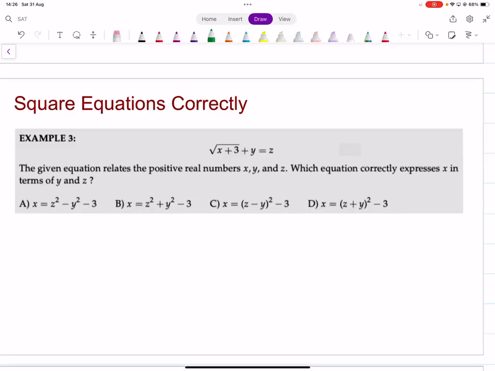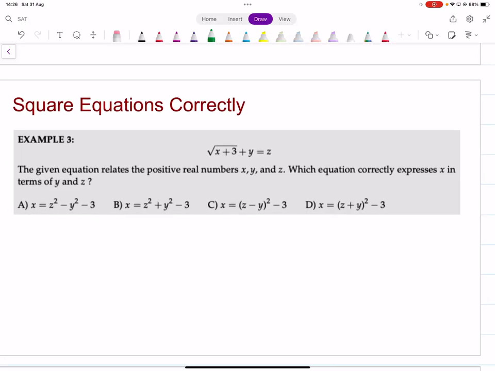Another example of that. So you have this equation that relates the positive numbers x, y, and z. Which equation correctly expresses x in terms of y and z? Now, what does this statement mean? X in terms of y and z. What does that mean? Express x in terms of y and z. How do you understand that? You need to make x the subject. X needs to be made the subject. How can you do that now? How do you make x the subject? How do we start? Any idea?